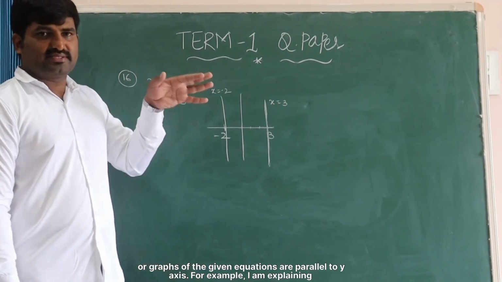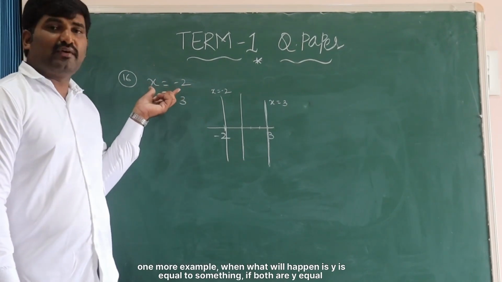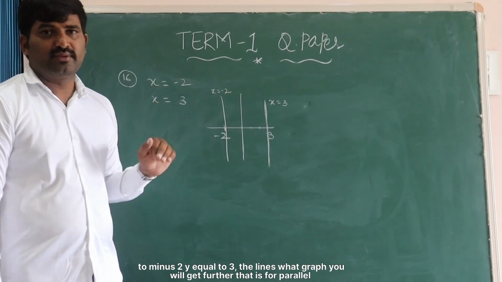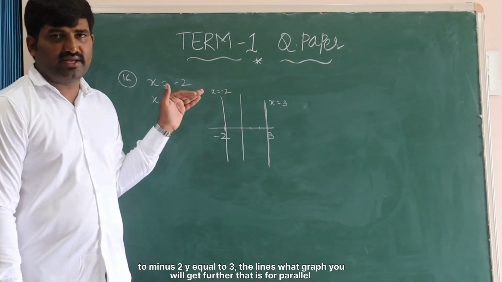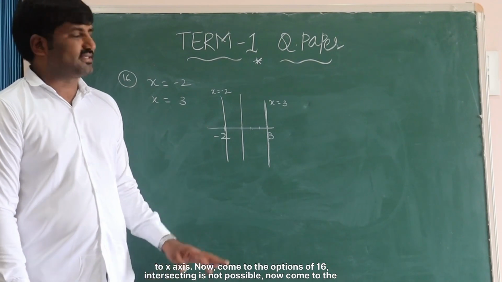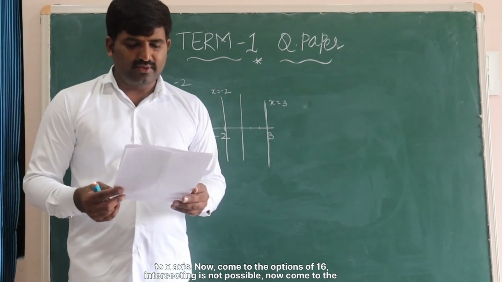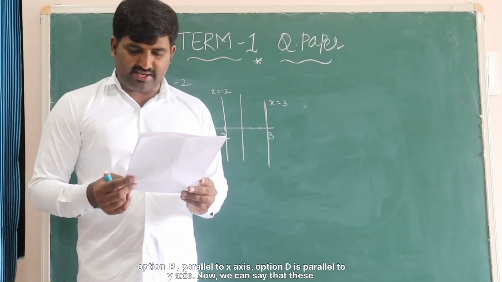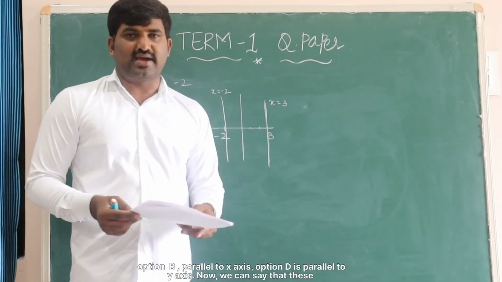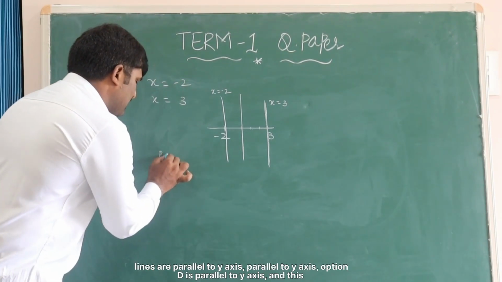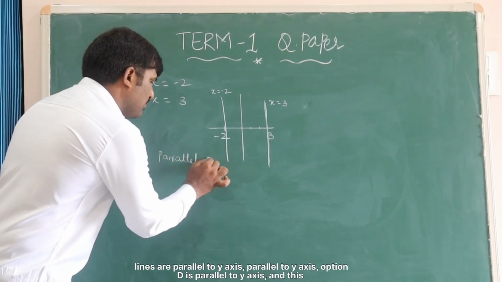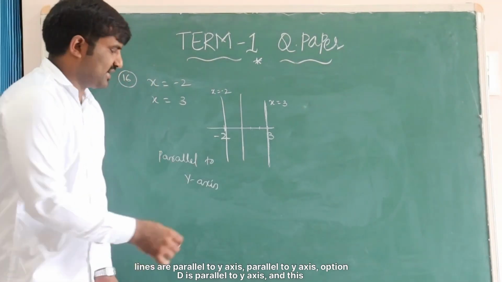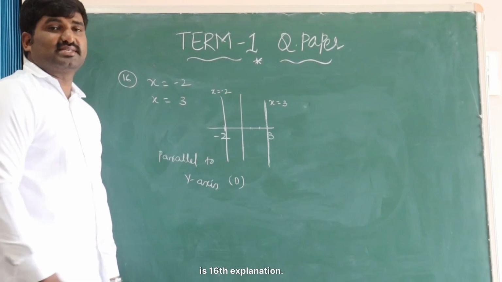For example, one more example. What will happen if y is equal to something? If both are y equal to minus 2 and y equal to 3, what graph will you get? That is parallel to the x-axis. Now come to the options of 16. Intersecting is not possible. Option B is parallel to x-axis. Option D is parallel to y-axis. Now we can say that these lines are parallel to the y-axis. Option D is correct. Okay, this is the 16th question.